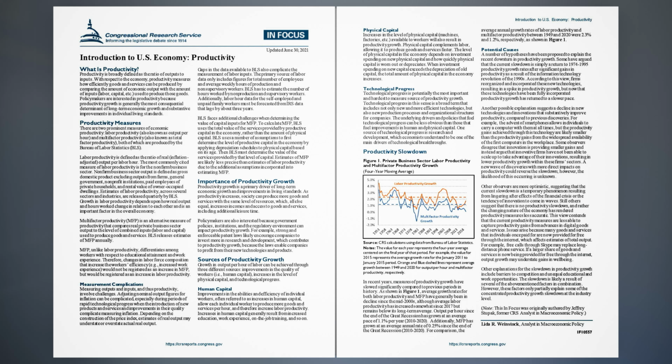Another possible explanation suggests a decline in new technologies and innovations that substantively improve productivity, compared to previous discoveries. For example, the advent of smartphones allows individuals to carry a computer with them at all times, but the productivity gains achieved through this technology are likely smaller than the productivity gains from the widespread availability of the first computers in the workplace. Some observers disagree that innovation is providing smaller gains and instead argue that innovative firms have not been able to scale up to take advantage of their innovations, resulting in lower productivity growth within these firm sectors.